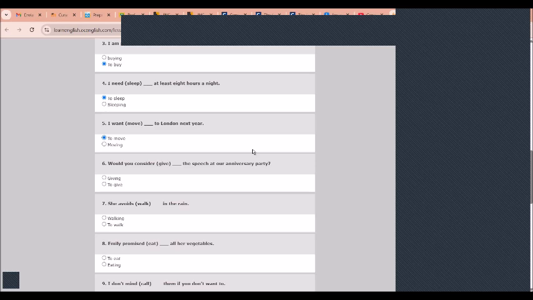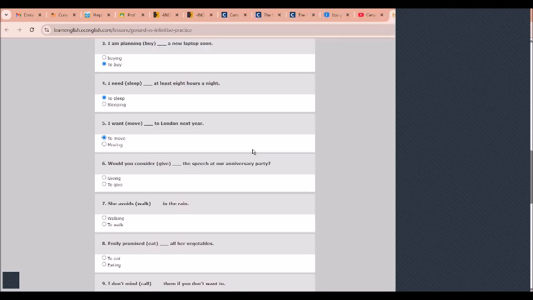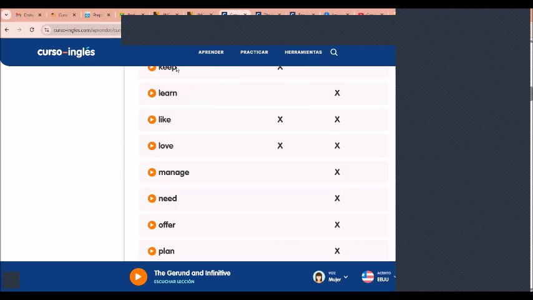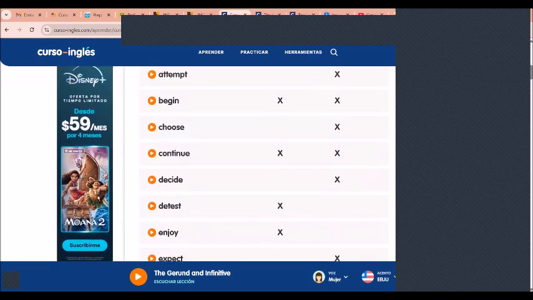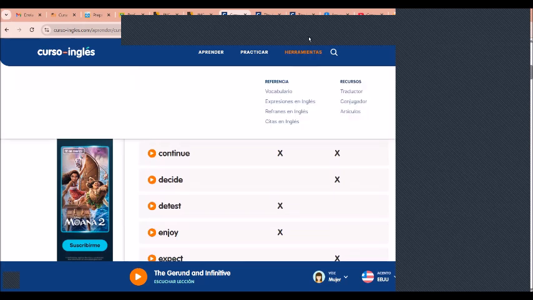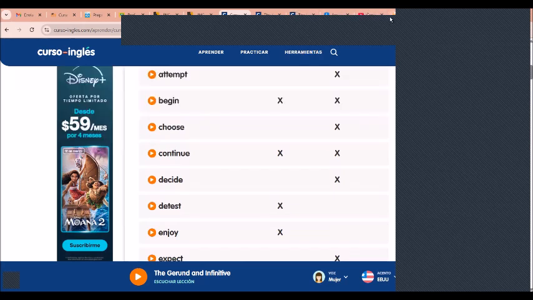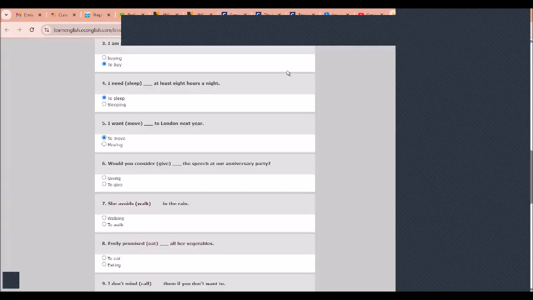Would you consider to give the speech at our anniversary party? Our verb here is consider. Now, is consider followed by a gerund or an infinitive? And in this case, it's a little bit easier. Is this present or is this future? Would you consider giving the speech? Or would you consider to give the speech? All right? We'll come back to that one.